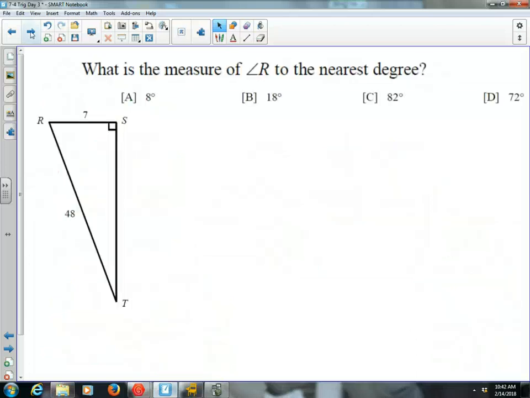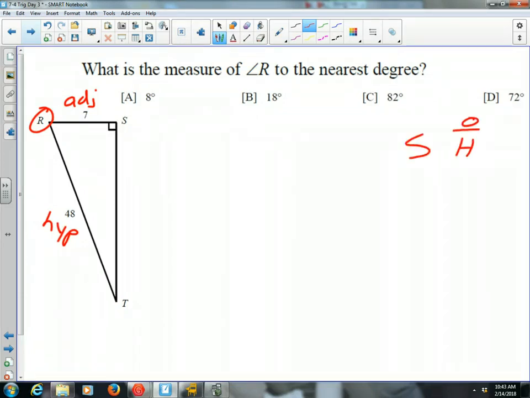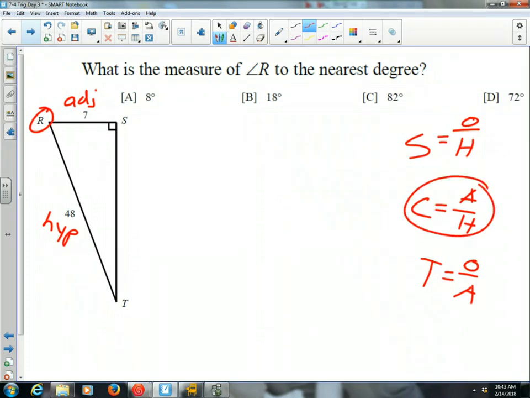Here we go. What is the measure of angle R? This one says to the nearest degree. So I circle R. Everything is now revolving around angle R. So 7, you are my adjacent side. 48, you're opposite the 90, so you are my hypotenuse side. So I'm saying, what trig function uses adjacent and hypotenuse? SOH CAH TOA. Aha, I know which one it is. Adjacent and hypotenuse is the cosine.